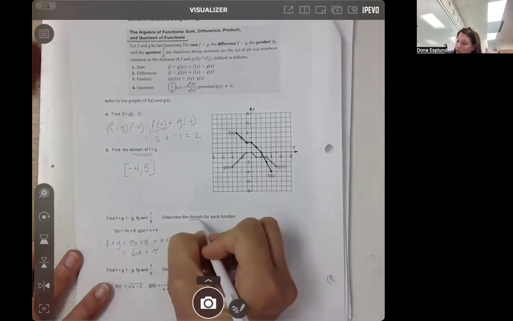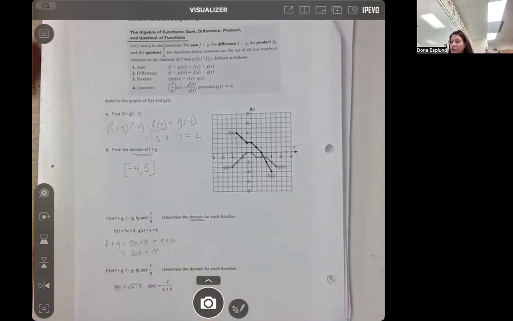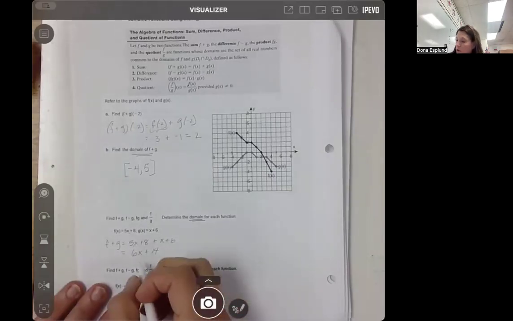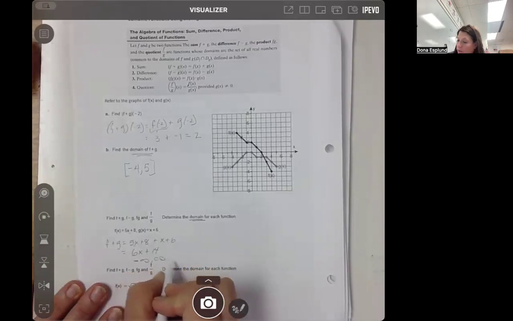Now, they want you to determine the domain for each. In the first one, I just have a linear equation, and remember, anytime you're questioning what it is going to be, you can put 6x plus 14 into your Desmos. What's the domain of any linear equation? Negative infinity to infinity, or all real numbers. So negative infinity to infinity would be my domain.